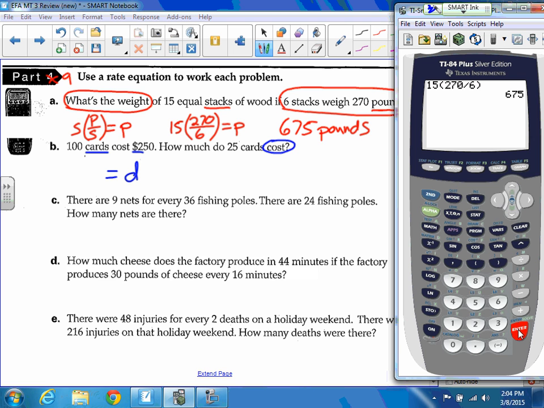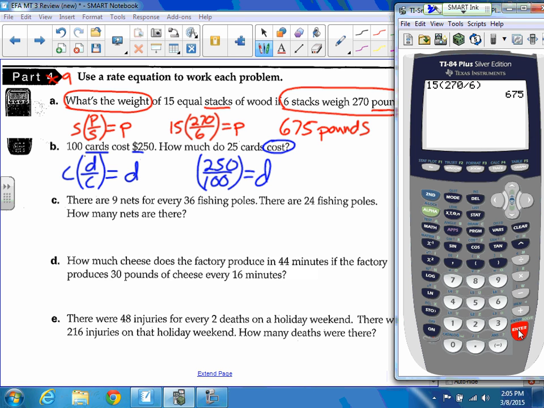And again, if D is in my answer, D is on top of my fraction, which means the number of cards will be on the bottom, and which means I'm also going to multiply by cards. So again, I need to find the relationship between cards and dollars here. So the first thing it tells me is 100 cards cost $250. So there's my relationship. The 250 is the dollars. That's going to go on top. The 100 is the cards. That's going to go on the bottom.